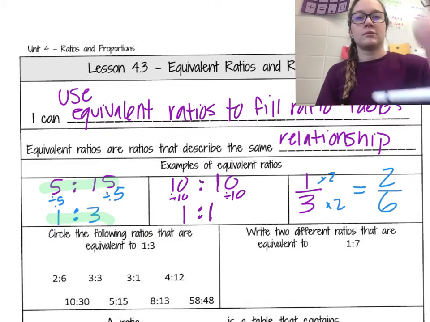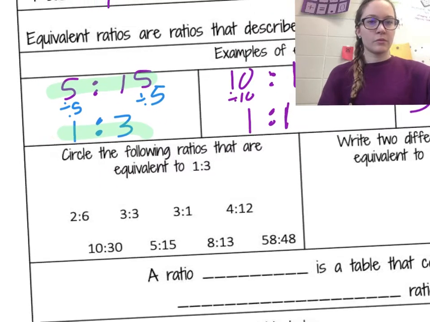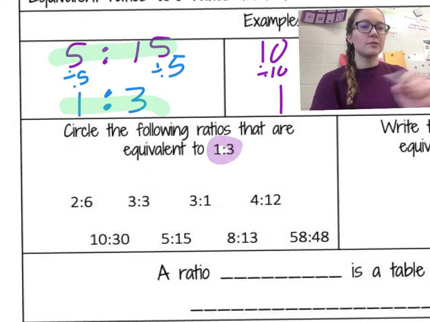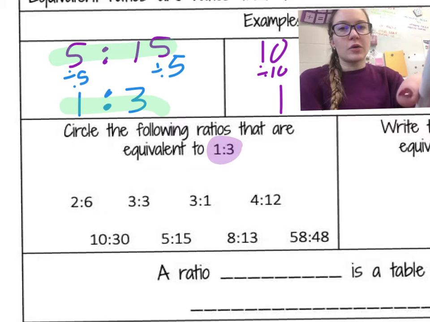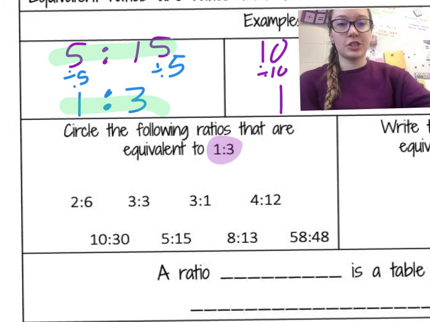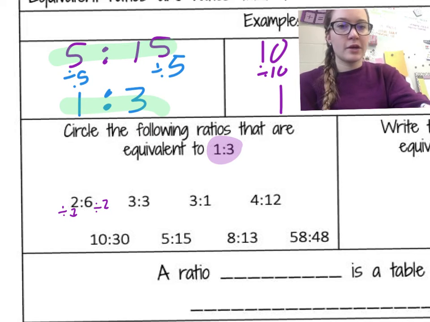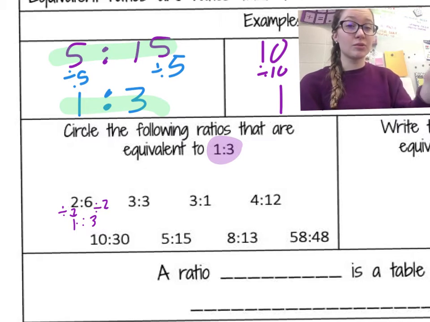Okay. So we're going to check for a couple to see if they are equivalent. So what we're going to do is we are looking for ratios that are equivalent with 1 to 3. So I'm going to go ahead and reduce the ratios. Okay, so when I divide 2 to 6 by 2, they share a factor of 2. Get 1 to 3. So since I reduced it and I got the same as 1 to 3, that works. So I get to circle that one.